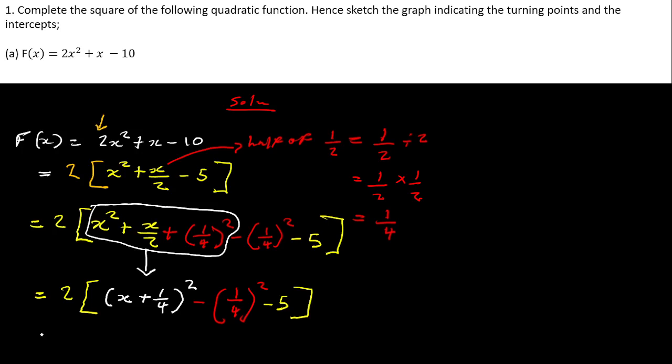So a 2 will go as it has been. Then you're going to have x plus 1 over 4, close bracket, squared, minus 1 squared, which is simply 1, and then 4 squared is simply 16, and the negative 5 will be maintained the way it is.